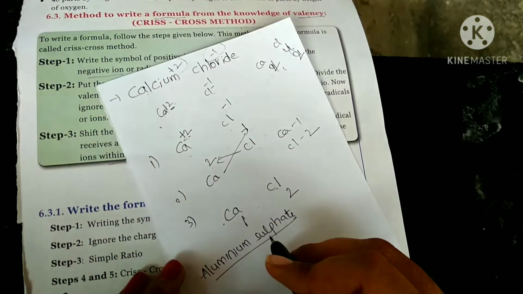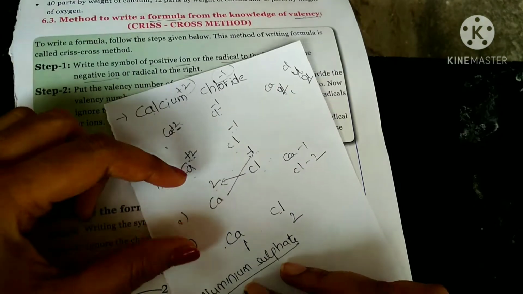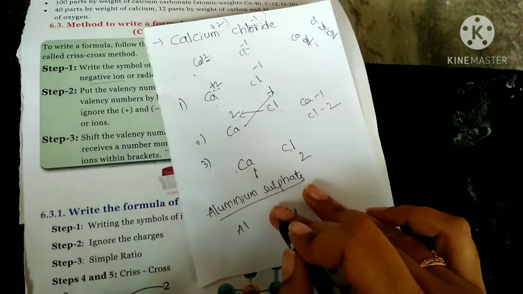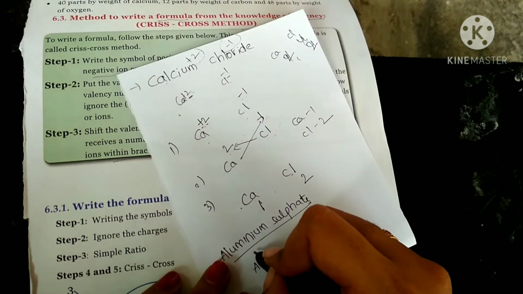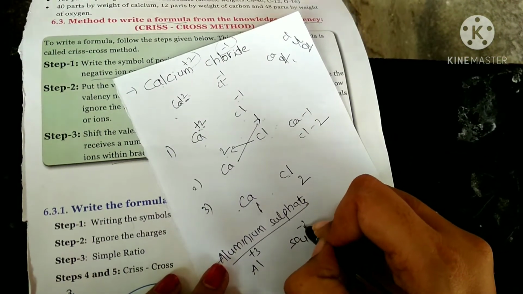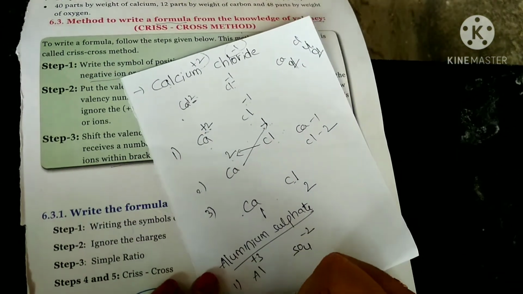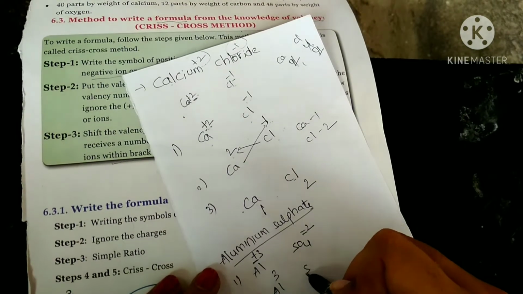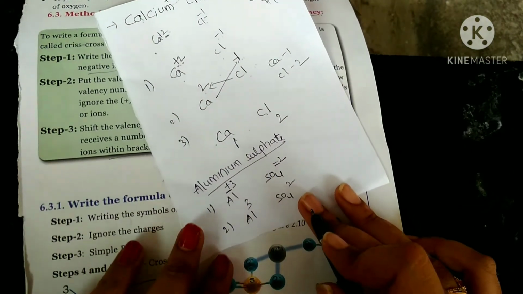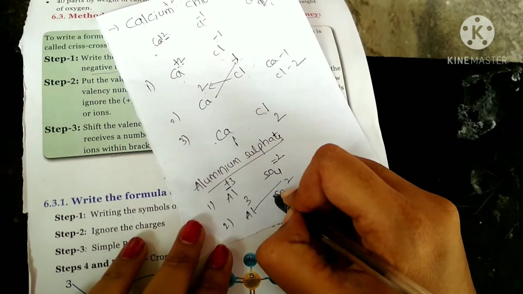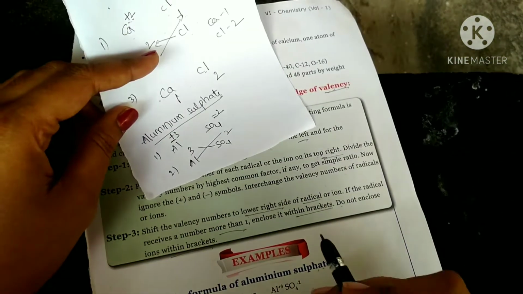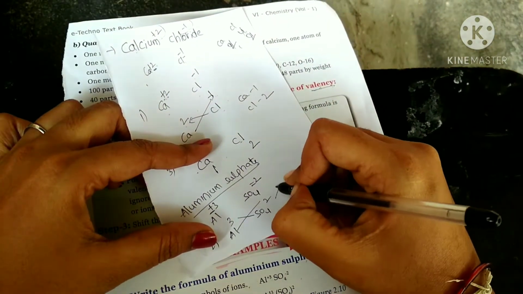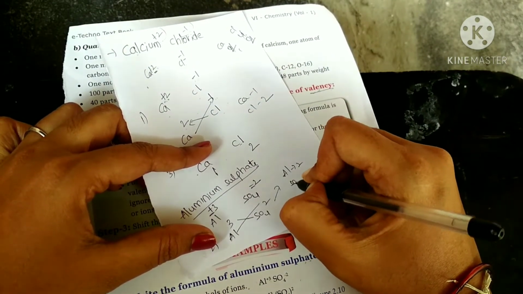Coming to the first step, we have to write the symbols. The aluminium sulfate formula uses Al and SO4. Next, coming to its charges, aluminium charge is +3 and SO4 charge is -2. That is the first step. Next, neglecting the charges, we get Al3 and SO4 2. Now interchange this: aluminium will get 2 and SO4 gets 3.